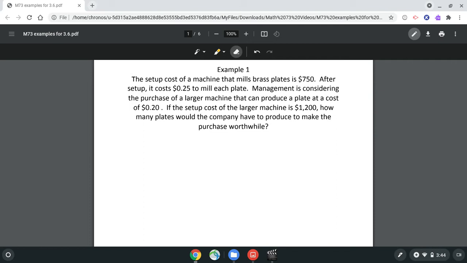So what we're going to do here in 3.6 and 3.7 is focus on setting up the problem into a system. And we won't be solving the system because I'm assuming that you guys are proficient with that. If you need help with solving, then you need to go back and look at the videos for 3.2 and 3.3.